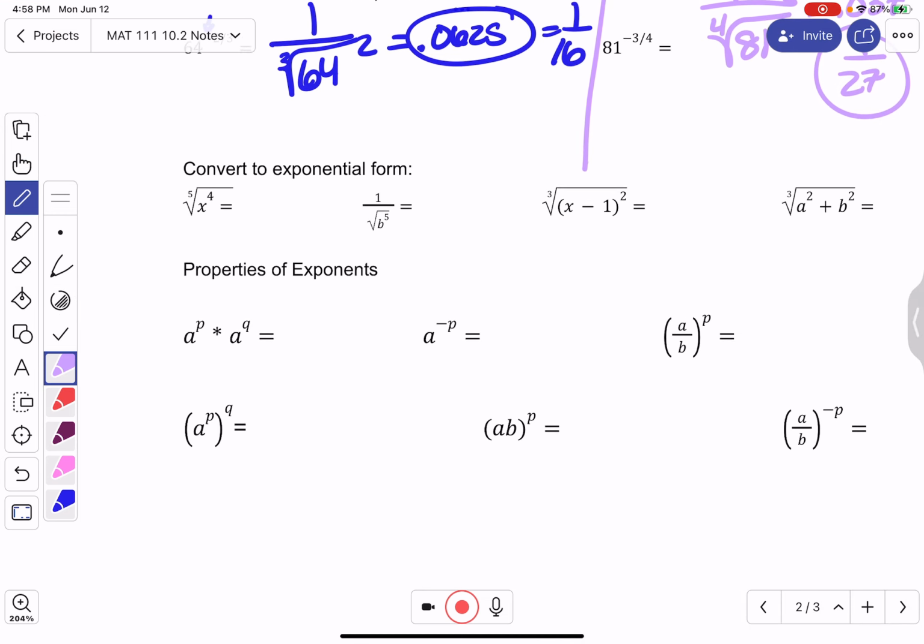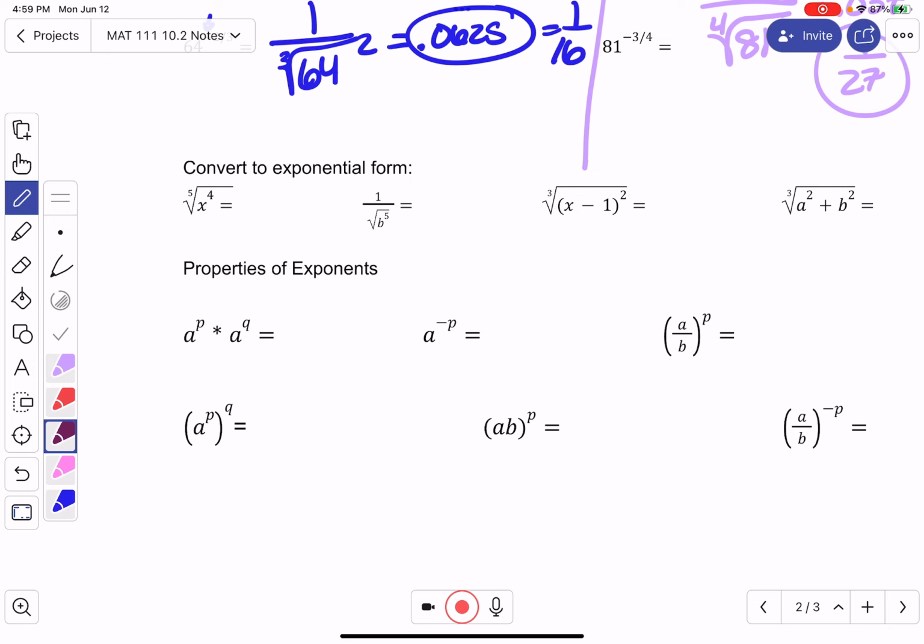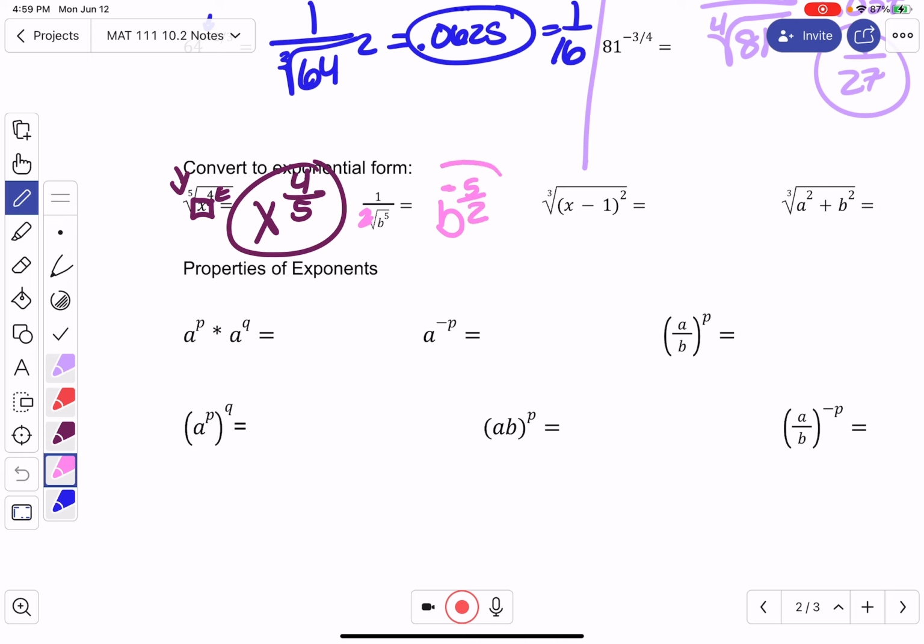All right, so this also works the other way. If we can take a fraction exponent and turn it into a radical, we can take a radical and turn it into a fraction exponent. So the base, the big number, becomes our base. The numerator is the exponent. The denominator is the index. Same thing here. B would be our base. If there's no number, that's a square root because that's what we typically use. So this fraction would be 5 over 2. And the fact that it's on the bottom of a fraction there would make the exponent negative.